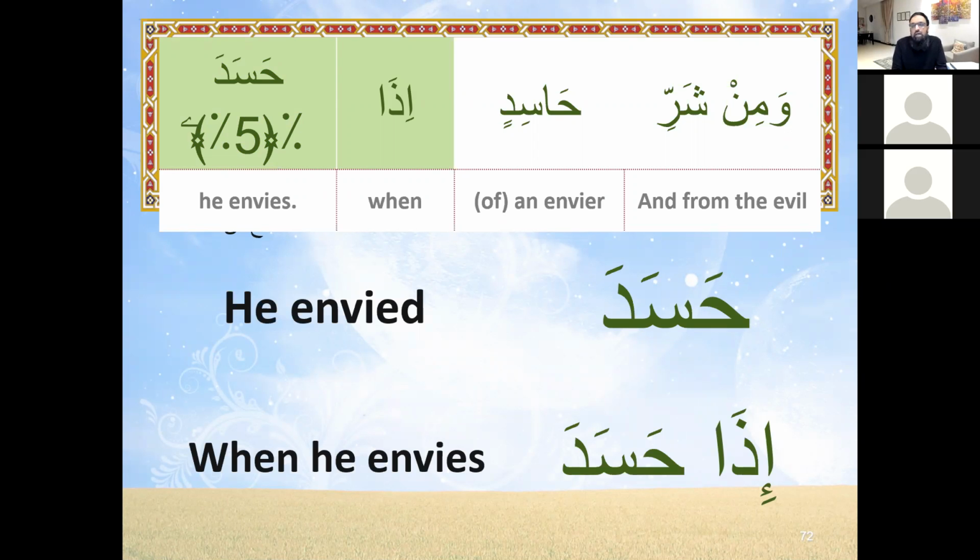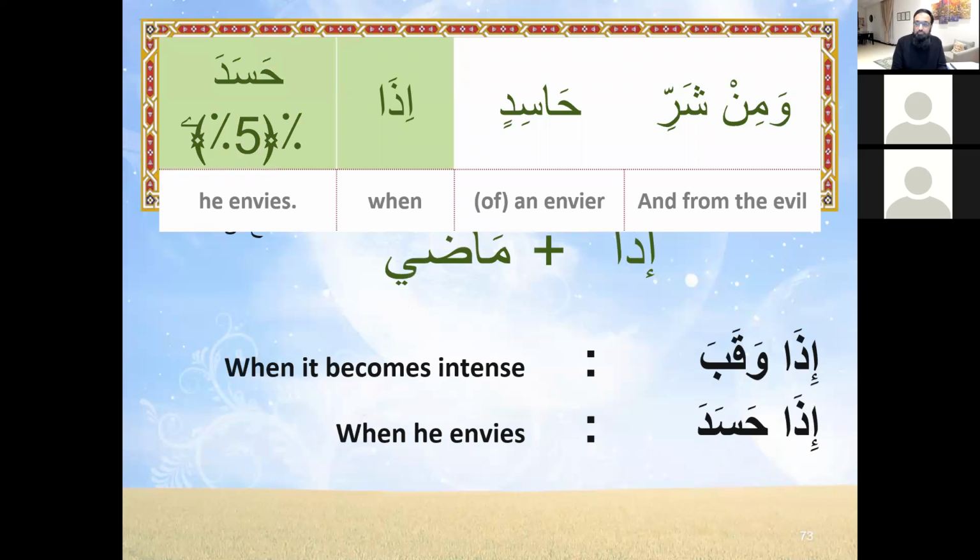Okay, same concept as we've covered in the previous verse, a few slides ago. So وَمِن شَرِّ حَاسِدٍ إِذَا حَسَدَ. Hasid is the new word, an envier, and hasad is the one who envied. But when it comes with iza hasad, as in here, iza means when, it becomes the present. Iza hasad, when he envies. So, and from the evil of an envier, when he envies, as soon as he's envied. So if you've sought Allah's protection and read this surah beforehand, inshallah, by the will of Allah, you will be protected. And this is a reminder again, iza waqab, when it becomes intense, iza hasad, when he envies.